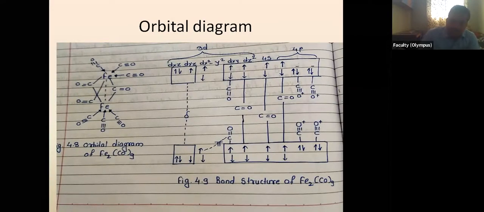Now there is one unpaired electron in the dyz orbital of each metal atom. Both Fe have one unpaired electron in the dyz orbital. So they overlap with each other. The dyz orbital of one metal atom overlaps with the dyz orbital of another metal atom and forms a metal-metal bond, the Fe-Fe bond. Such a bond is formed by the overlapping of d orbital and d orbital. These are pure d orbitals. So such a bond is called a delta bond.